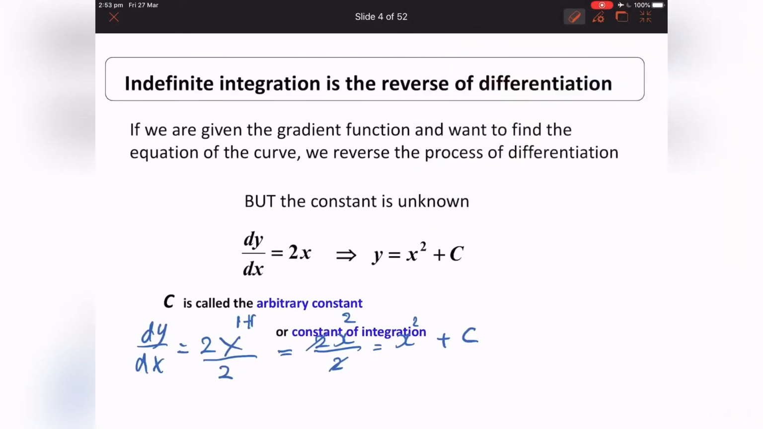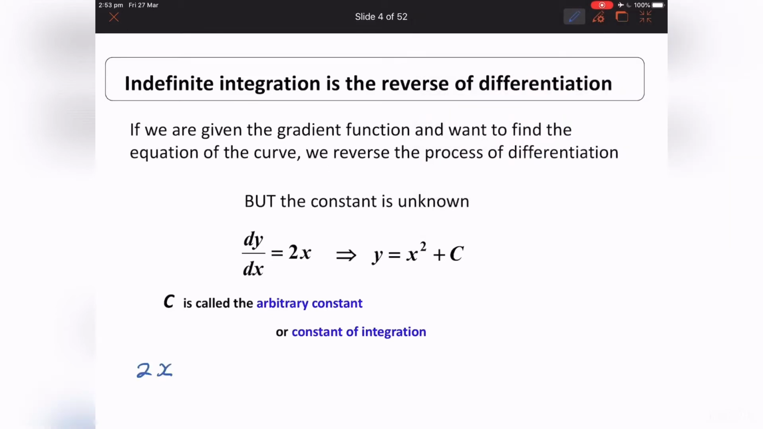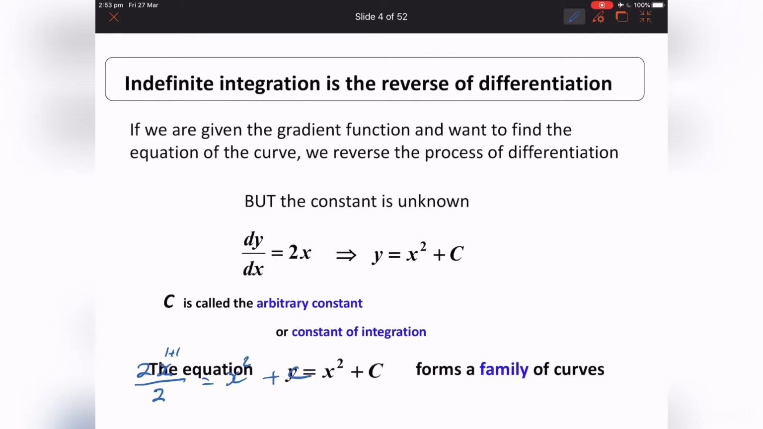So as I said, 2x: if you add 1 to the power, so 1 plus 1, and divide by the new power, then we get x squared plus c, which is the constant of integration.